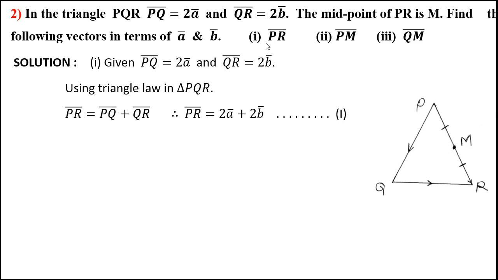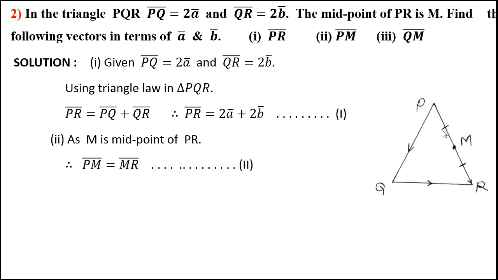Question is express PR in terms of a bar and b bar. Answer हेच आहे. This is the answer for the first question. Second question, PM bar. M is the midpoint. Therefore PM is equal to MR.